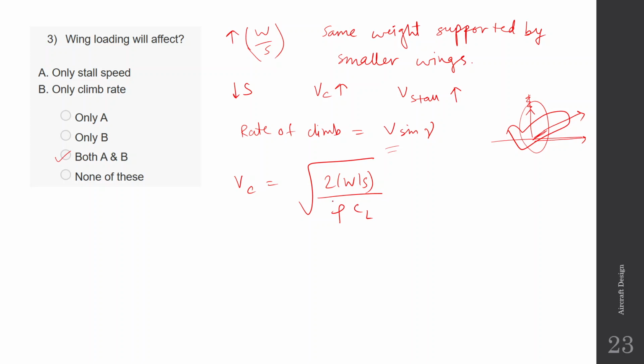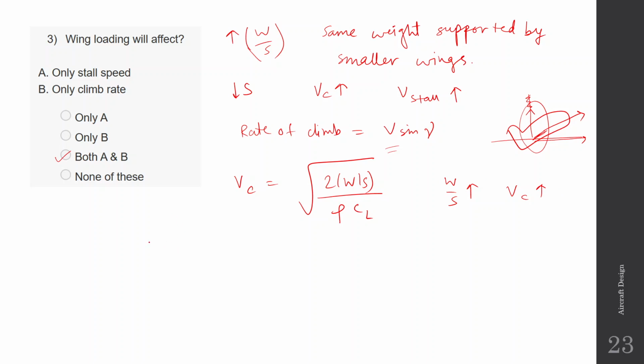So if all the other quantities are the same, like if you are flying at constant altitude and the same coefficient of lift, then if your W by S is higher, then your VC is also higher. Okay, so this is clear from the formula.